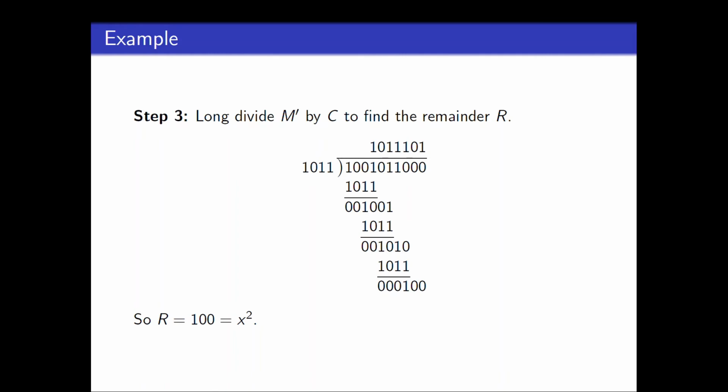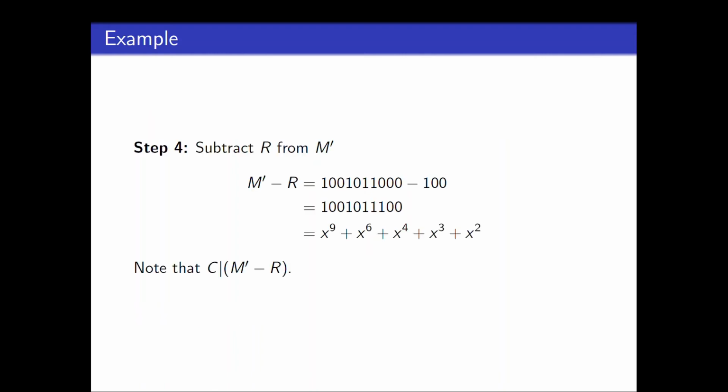If you want to pause the video here and walk through this long division too, I would recommend that. It really helps to cement in the algorithm. So then, performing this long division, we have a remainder of x squared. And now we can subtract this value from our original message and end up with a value that is perfectly divisible by our generator polynomial.